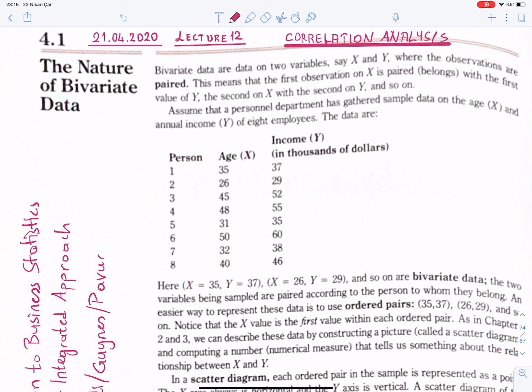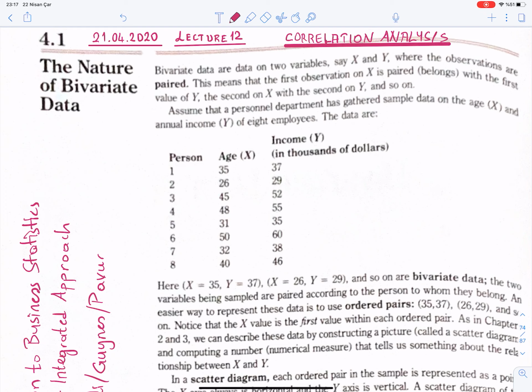We study bivariate data. We have two independent paired samples. So the sample size for the first variable is exactly the same as the number of observations in the second variable. So it's like a pair of observations, and this is what you need for the correlation.